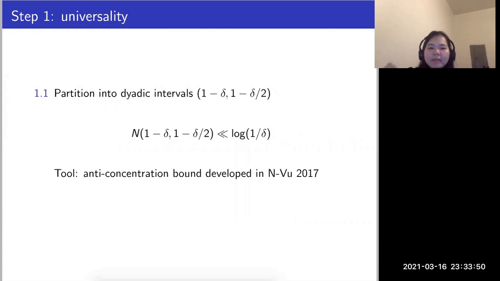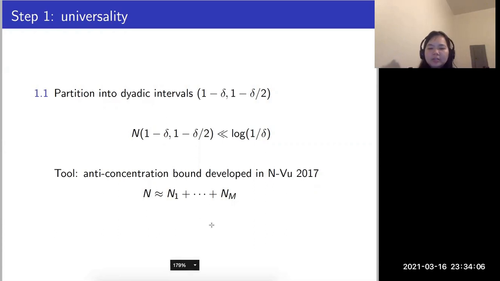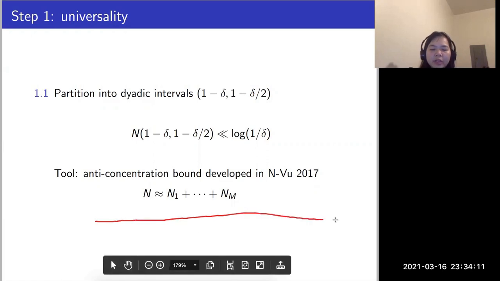And for this step, we use the anti-concentration bound that we developed in our earlier work in 2017. And so the number of real roots will be approximated by the sum of these n1 up to nm. So let me draw a little picture here. So here is the real root, and as we saw in the earlier picture at the beginning of the talk, most of them concentrate near plus and minus 1. Actually, very concentrated around these.